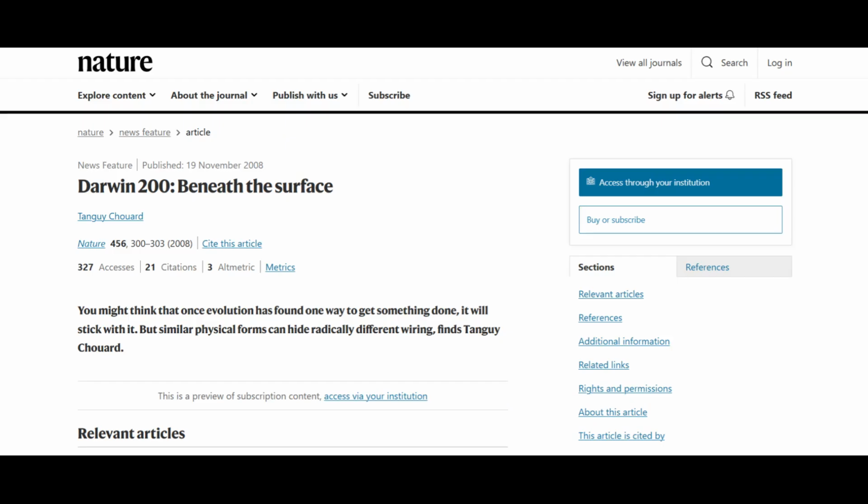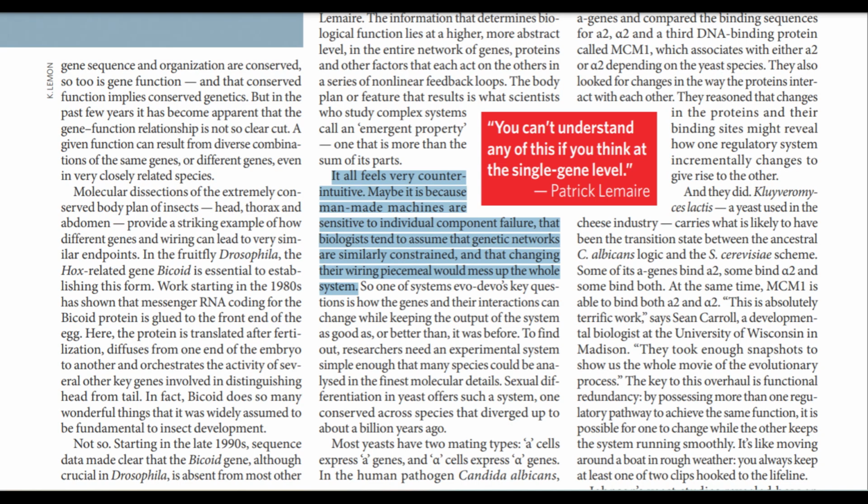As biologist Tangui Chuard noted, quote, "It all feels very counterintuitive. Maybe it is because man-made machines are sensitive to individual component failure that biologists tend to assume that genetic networks are similarly constrained and that changing their wiring piecemeal would mess up the whole system." Close quote. But of course, living organisms aren't machines. This oft-used analogy fails to capture dynamic systems. Can we find examples in nature of a transitional phenotype bridging two very different ones?